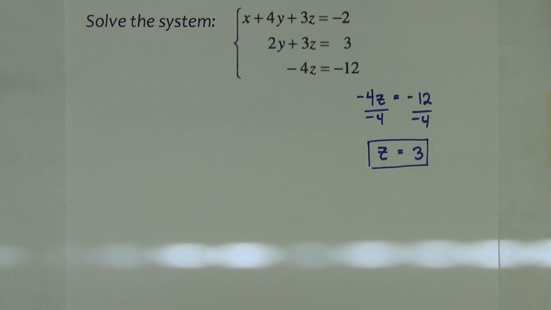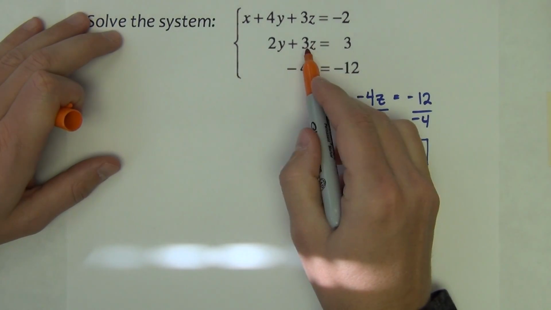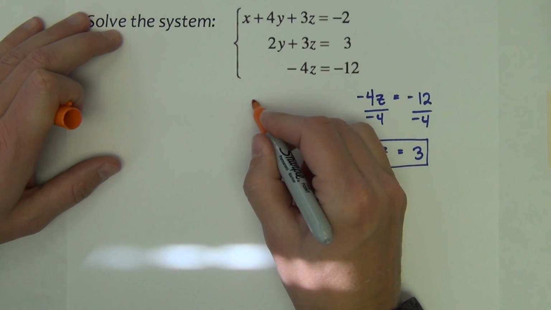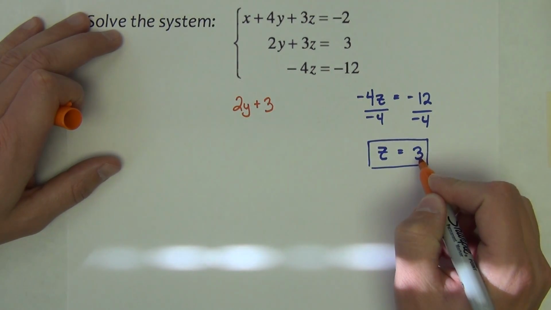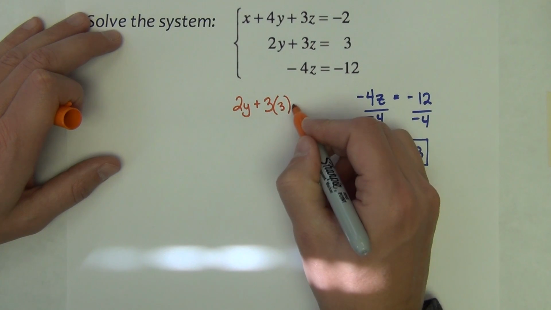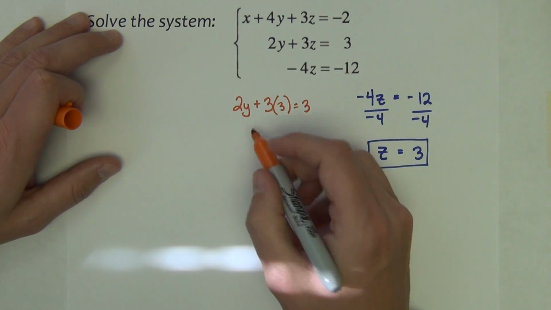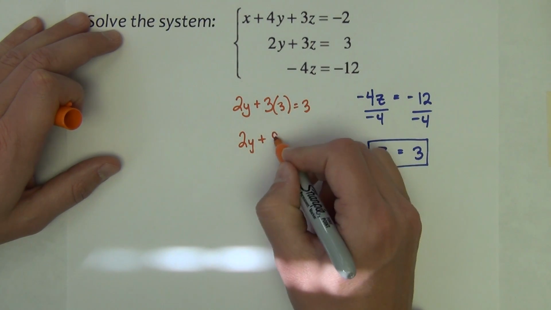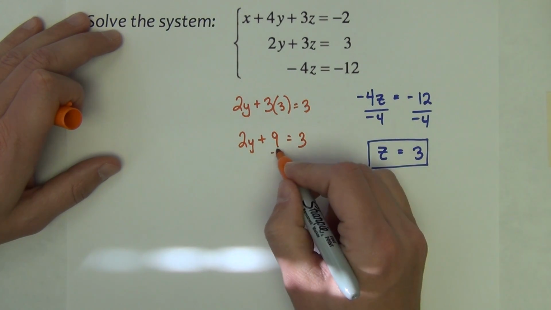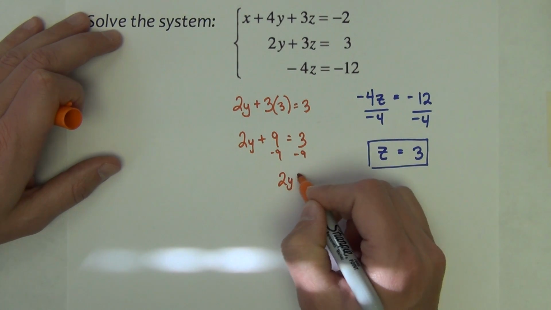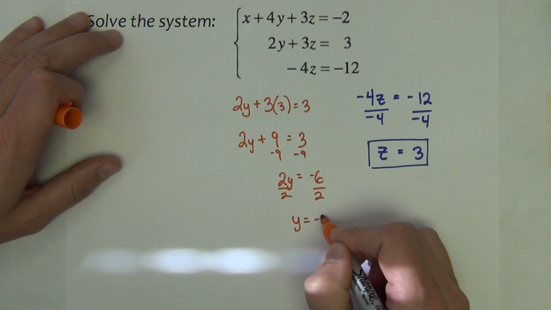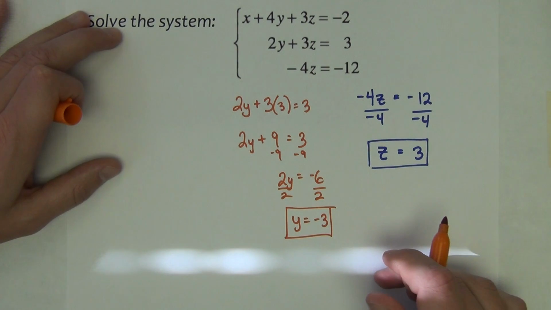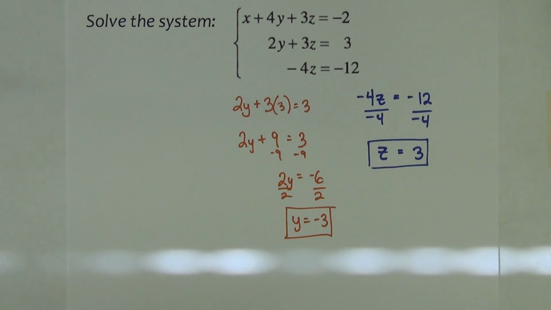Well, now if we go up one level to the middle equation, where it says 2y plus 3z equals 3, we can write in now 2y plus 3 times the z, which is 3, equals 3. We can solve this one for y. So that's 2y plus 9 equals 3. So we subtract 9, we get 2y equals negative 6. Divide by 2, we get y equals negative 3. We got that one. So now we have 2 variables solved for.